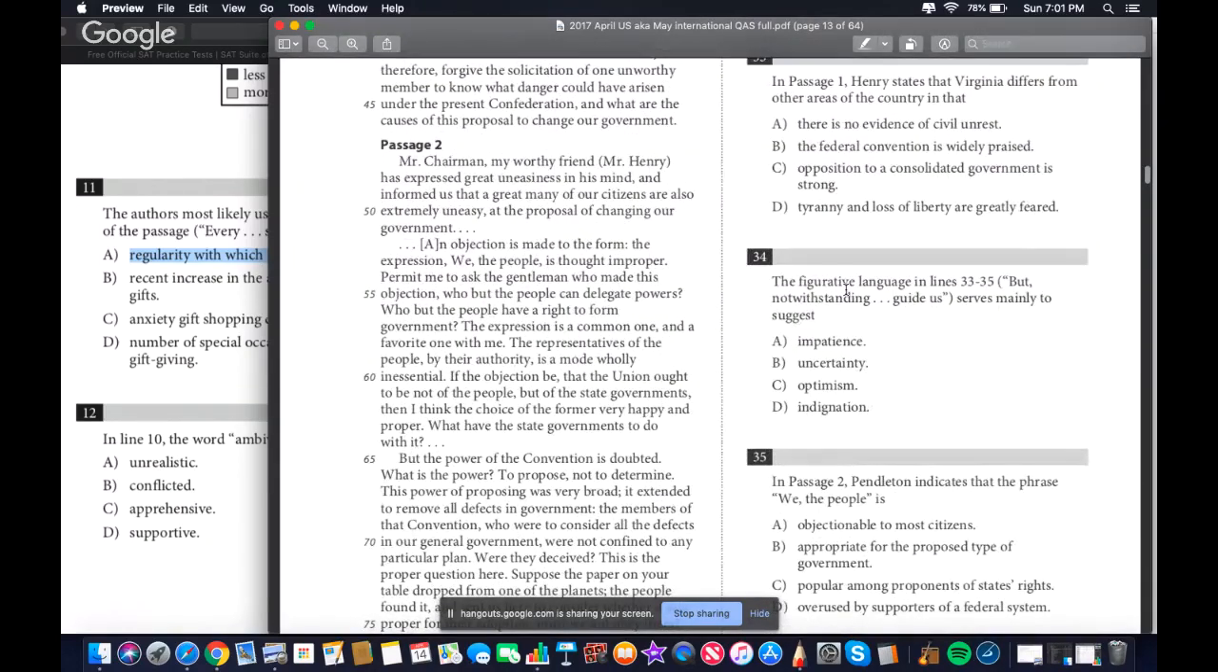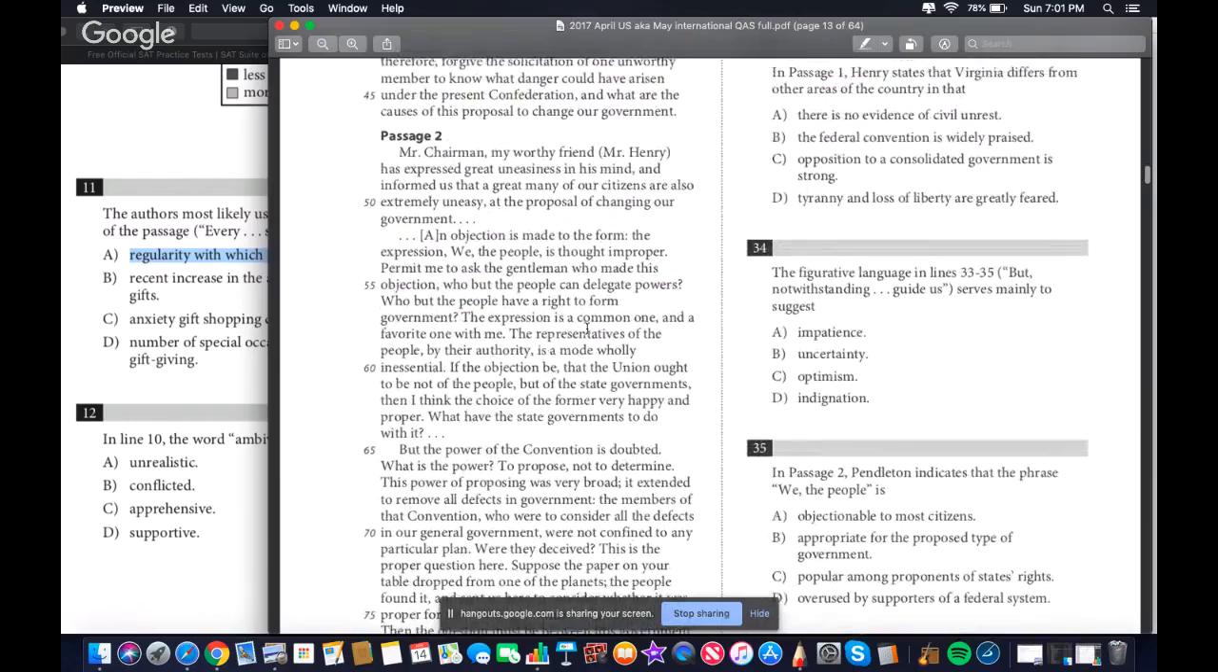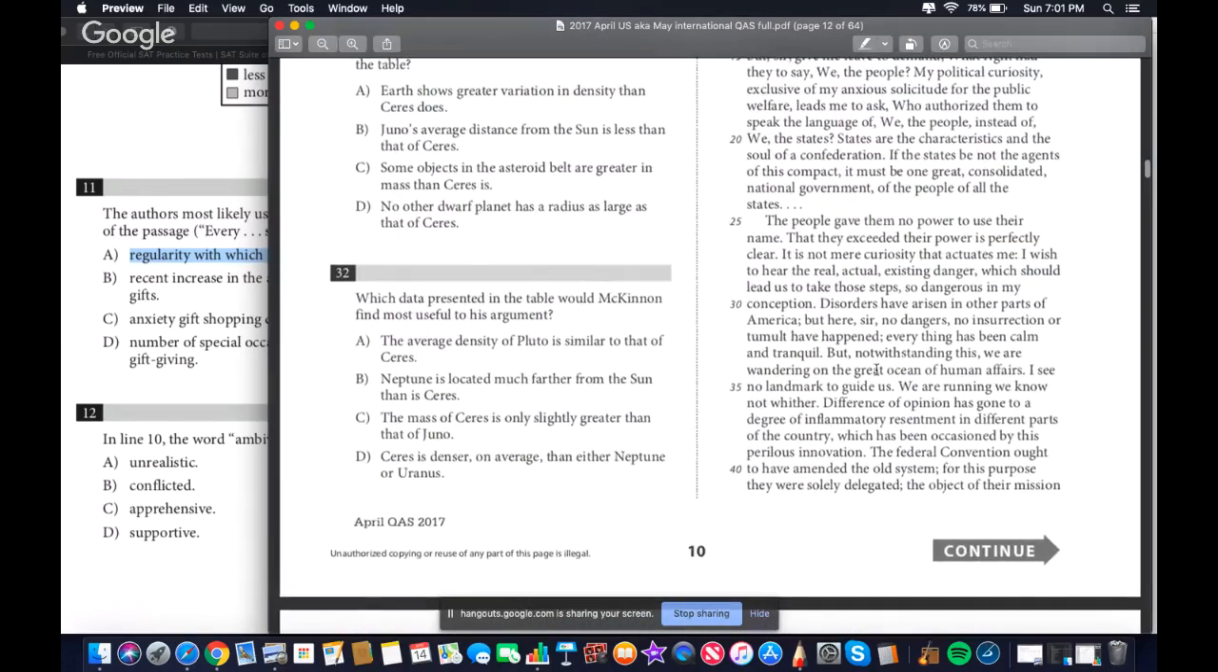Here we go. The figurative language serves mainly to suggest. So let's go to 33 to 35, and let's go above and below. So 33 to 35. Okay, so notwithstanding this, we are wandering on the great ocean of human affairs. I see no landmark to guide us. Let's go above. Disorders have arisen in other parts of America, but here, sir, no dangers nor insurrection have happened. Everything has been calm and tranquil.